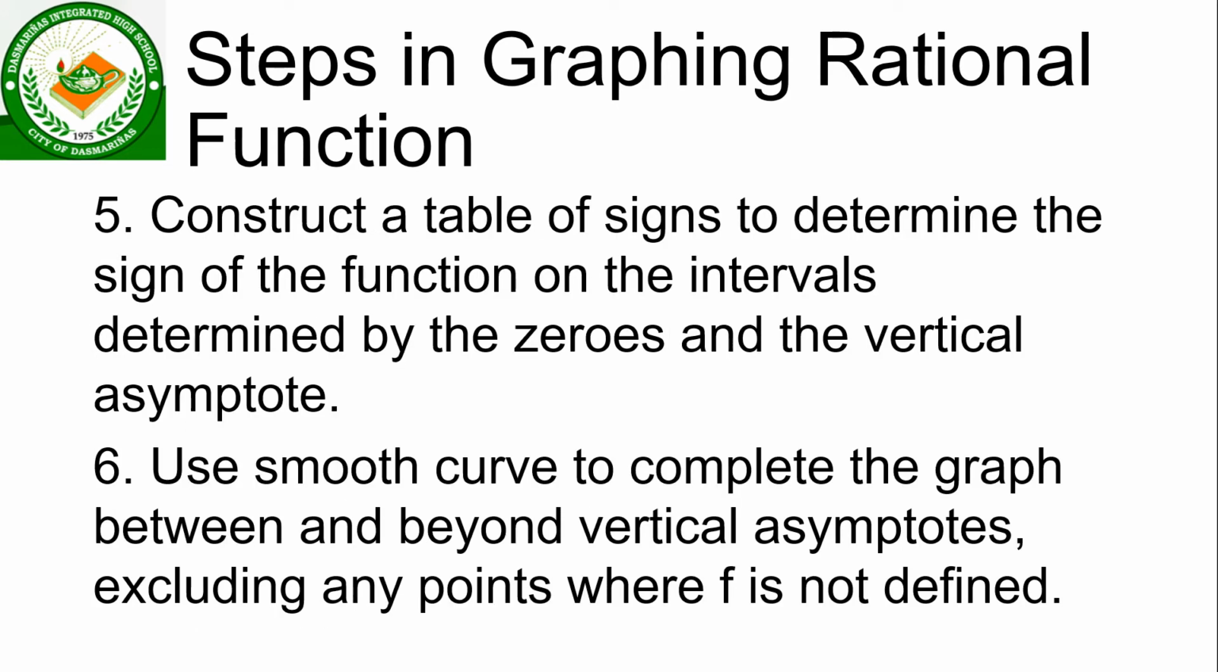For step number 5, we have to construct a table of signs to determine the sign of the function on the intervals determined by the zeros and the vertical asymptote. So we have to use a smooth curve to complete the graph between and beyond vertical asymptotes, excluding any points where f is not defined. So later, I'll show you how to graph a rational function.